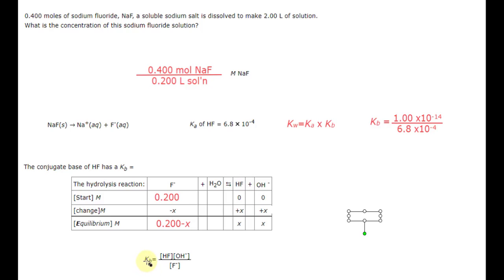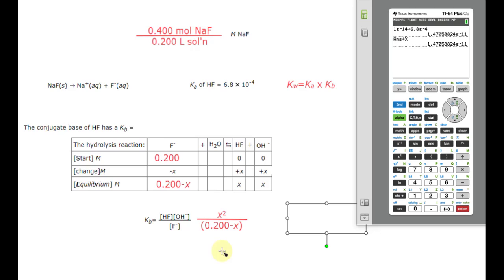Our Kb is going to be equal to our products, which are the same. This is no buffer. All we're doing is letting this thing do its stuff in water. We're starting with 0.2 fluoride and seeing what happens. And then what do we end up having at equilibrium? So this is the equation. I'm going to do it now on the calculator and see what we get.